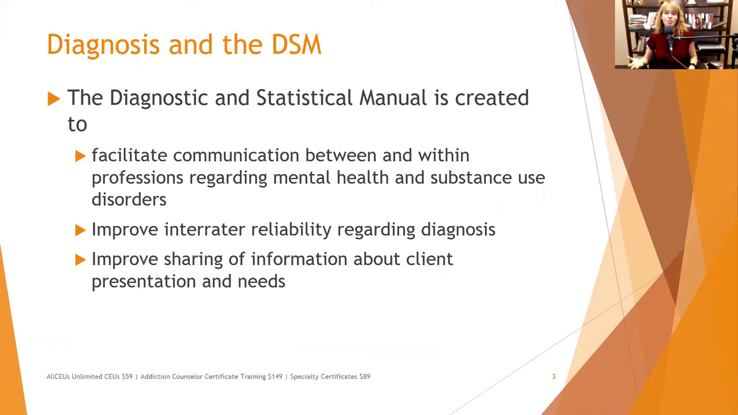It improves interrater reliability regarding diagnosis because it says you have to have, for example, 6 out of the following 9 symptoms. So you're not going to have Jim Bob over here who wants to find a diagnosis label for everybody, and Sally over here who says, no, you have to have all 9 symptoms. The DSM says any 6 of these 9. So it improves the reliability.